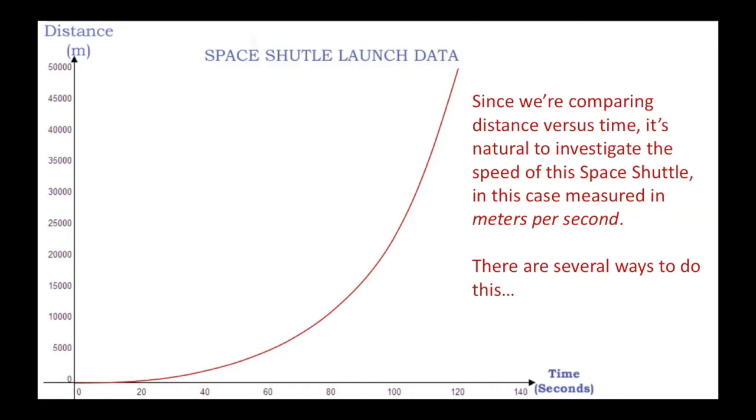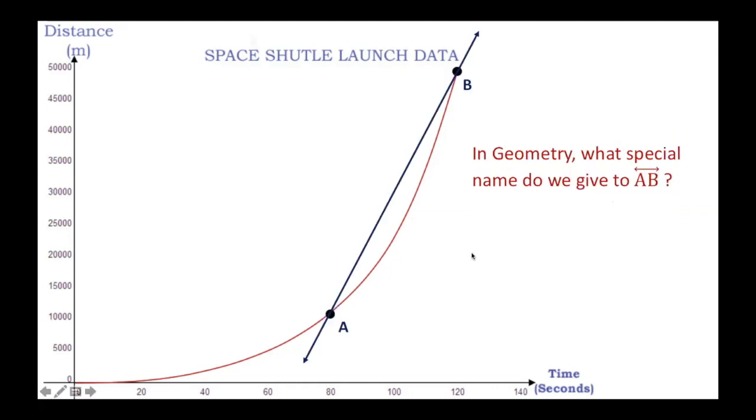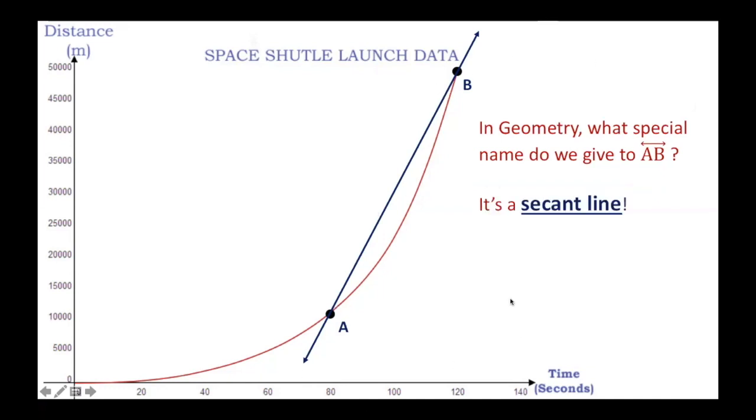Now, there's several ways to do this. One way is with this line here that connects point A to point B. So we're going from approximately 80 seconds into the space shuttle's flight path to 120 seconds, and this line will tell us something if we know how to read the graph. So I'm going to ask you folks in YouTube land, what name in geometry do we give this line AB? Time's up. It's called a secant line.